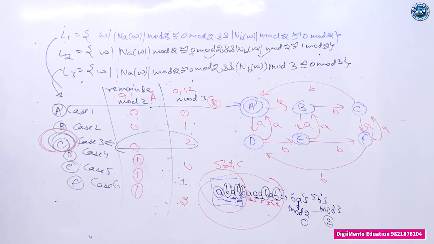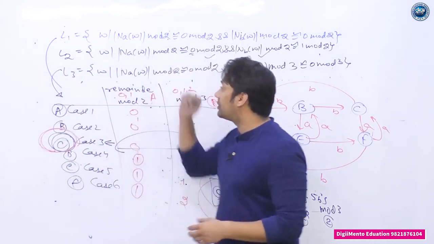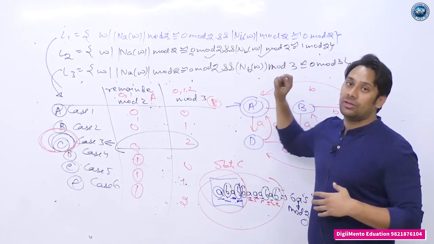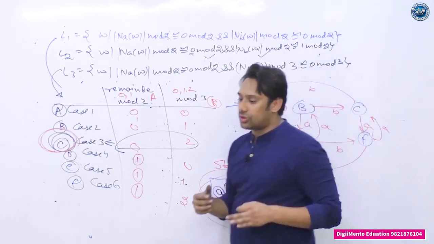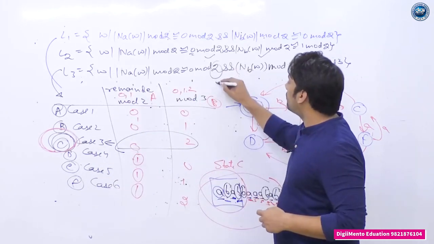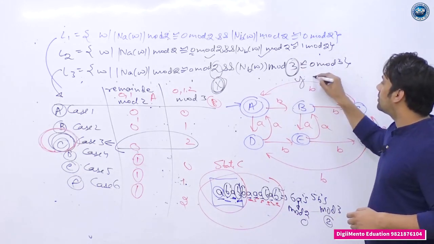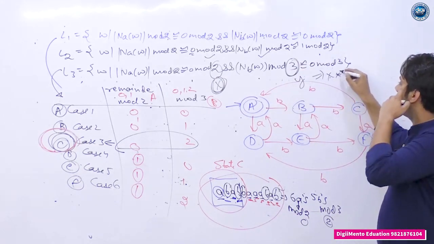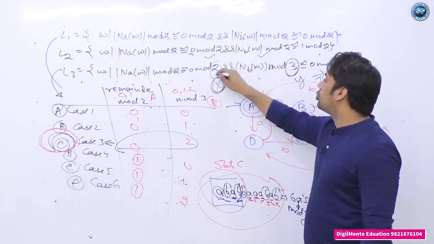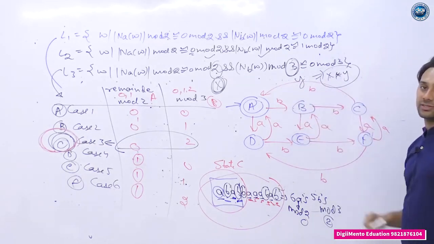So there are some shortcuts to create these diagrams. There are some shortcuts to create these problems. We can have problems where we have mod x here, and here we have mod y. So generally what happens is there's a shortcut for how many states there will be. If I say here we have mod x and here we have mod y, so iska matlab hai we'll be having x multiplied by y states. Jaise ki yahan par mod 2 tha, yahan par mod 3 tha. So 2 multiplied by 3 is 6. So there will be 6 cases, there will be 6 states.